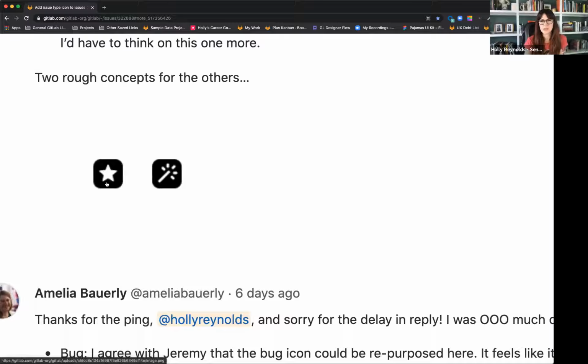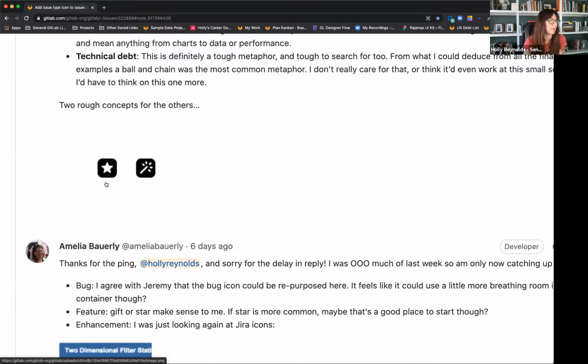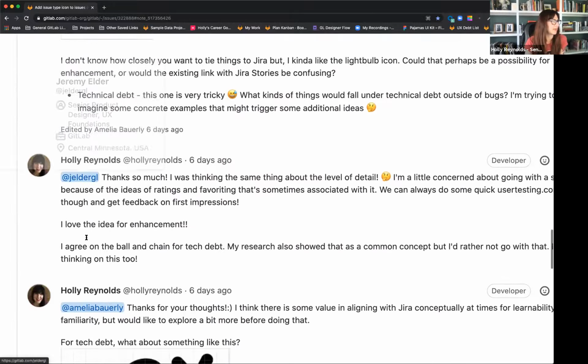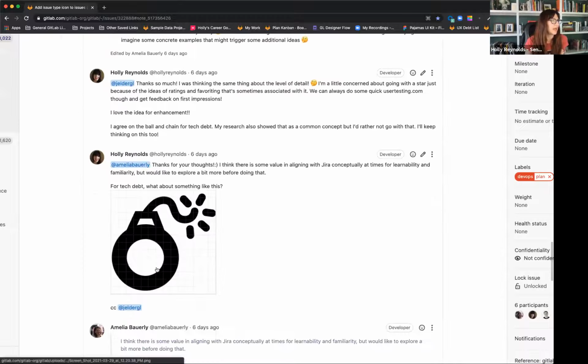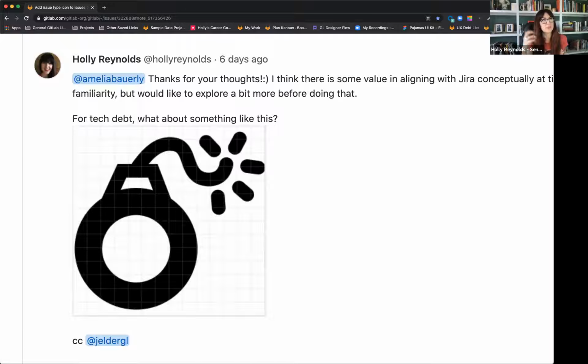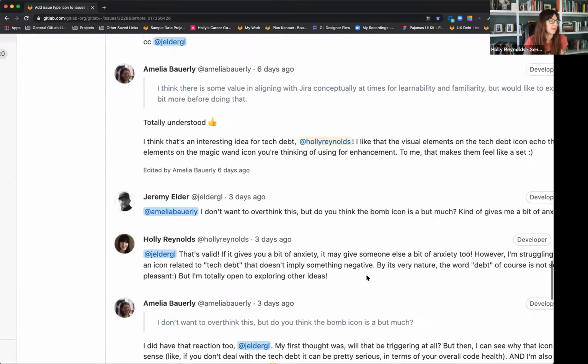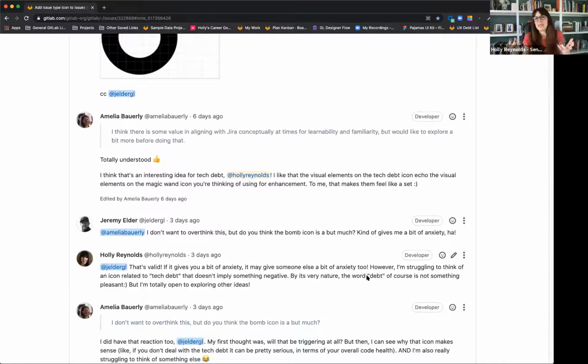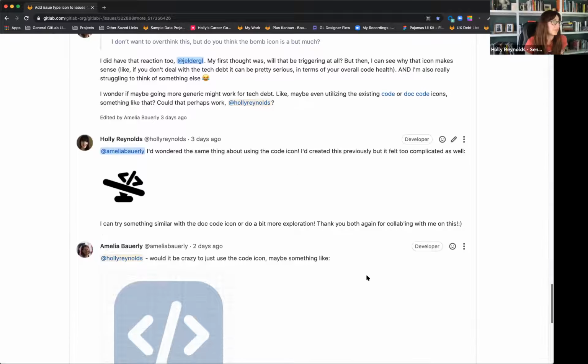The star, I told him I struggled with a little bit because there are so many different ideas already tied to the icon of a star in terms of ratings and favorites and things like that. Then Amelia was showing some screens from Jira, I believe. And I created this one because I had seen someone else had done something kind of similar for technical debt. We had some discussions surrounding concerns with that one. For some folks, it might feel a little anxious almost because you've got this kind of symbol. So we are still talking through that.